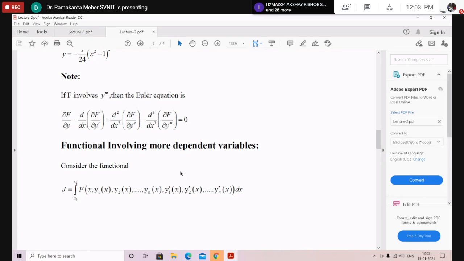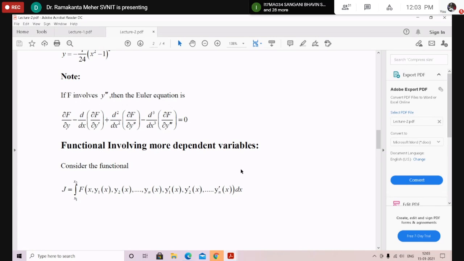So this is the general extremal problem. Now the question is what if we extend the number of dependent variables associated with the extremal problem. Suppose there is a presence of n dependent variables, that is y1, y2 up to yn. In the same way, we write the derivatives also, that is y1 dash, y2 dash up to yn dash. This is the functional problem, or variational problem, that contains more than one dependent variable and the derivative is up to first order.